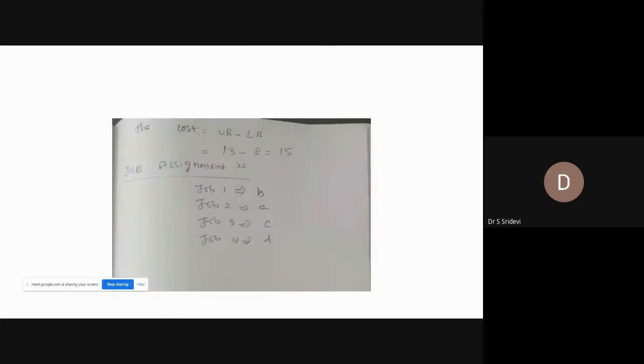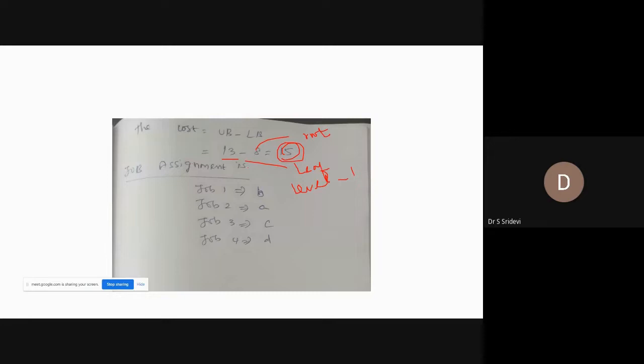See here, the minimal cost is nothing but the upper bound value minus the lower bound. The upper bound value is taken from the level before the leaf node. The level which is available before the leaf node, you can select the upper bound cost. So this upper bound cost is 13, minus the lower bound cost, which can be taken from the root node. This 13 is taken from leaf level minus 1 and 18 is the root node. So the minimal cost is equal to 15. So this will be one answer.